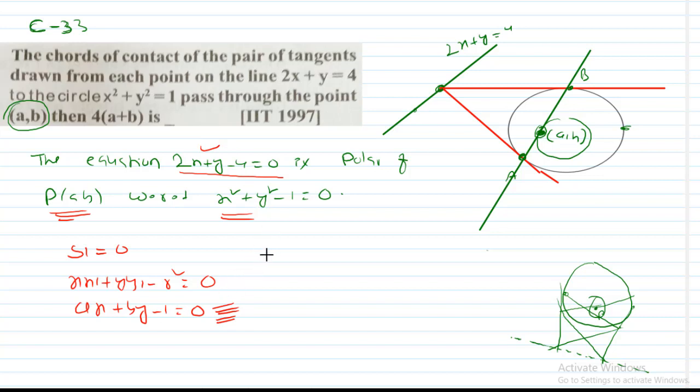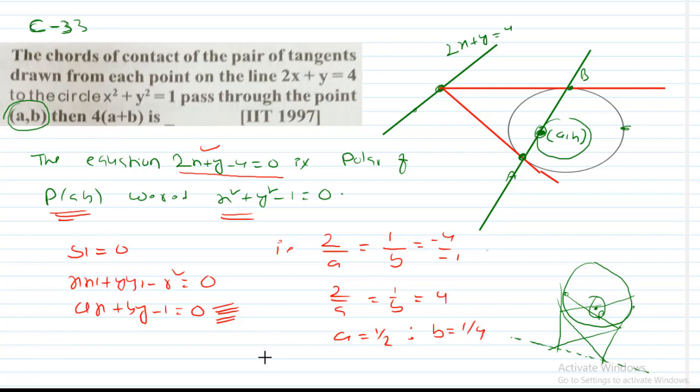This and this are now identical lines. So 2 by a equal to 1 by b equal to minus 4 by minus 1, or 2 by a equal to 1 by b equal to 4, or a equal to 1 by 2, b equal to 1 by 4.